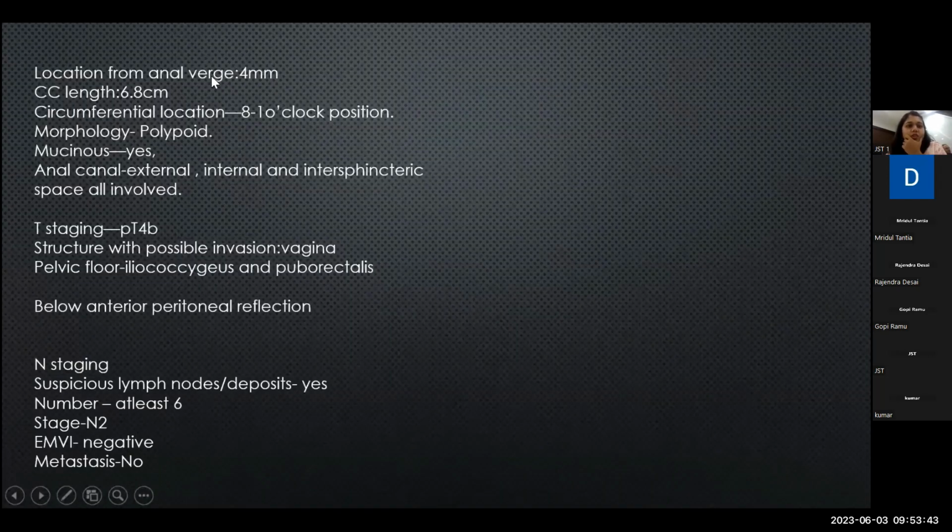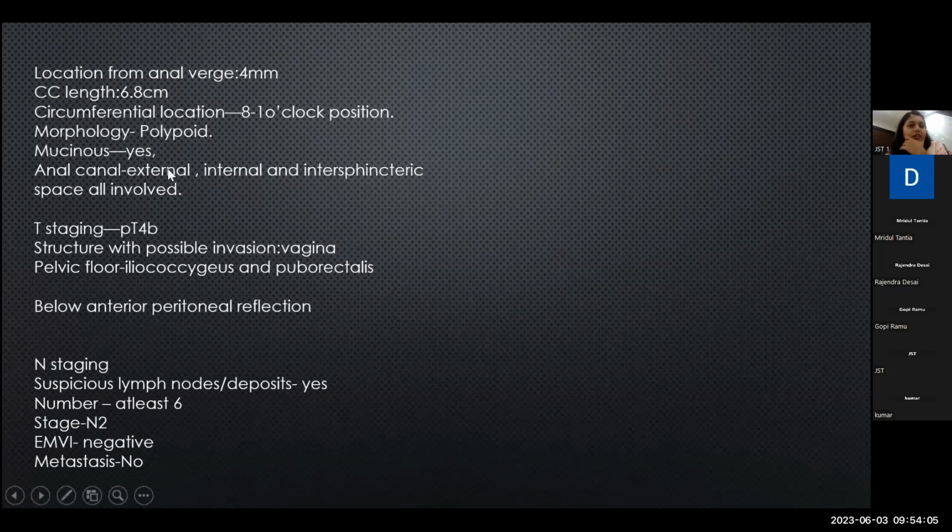So it's almost at the anal verge, just 4 mm away. It's a craniocaudal length of about 6.8 centimeters, predominantly from 8 to 1 o'clock position. It's a polypoidal lesion, mucinous, yes. It could also be a post-treatment mucinous response again, but you have to see the histopathology and correlation has to be done. But this looks more like a mucinous adenocarcinoma itself.